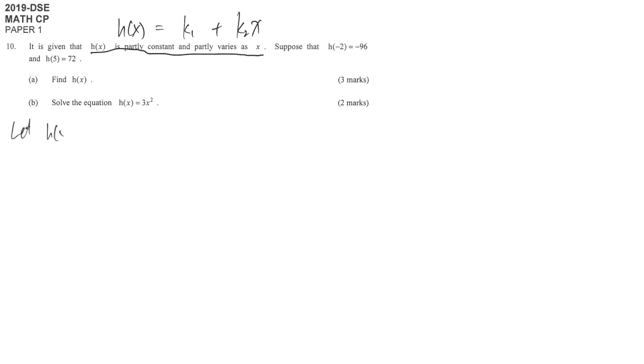Let h(x) is equal to k1 plus k2x, where k1 and k2 are non-zero constants. If you don't write non-zero constants, basically you can still get full marks, no worry about that. And then they tell you two pieces of information given.